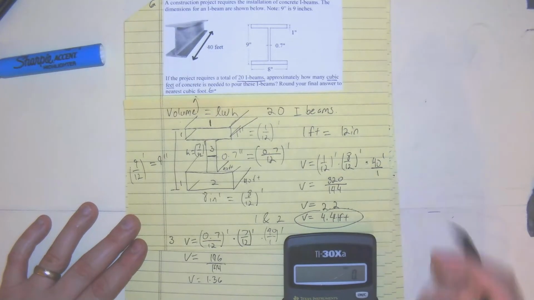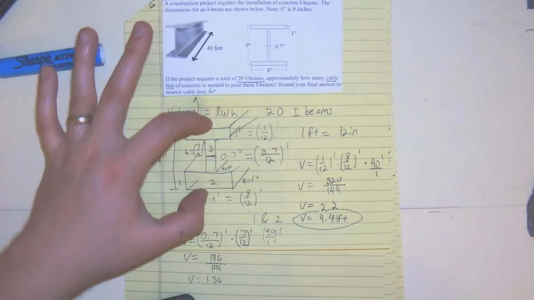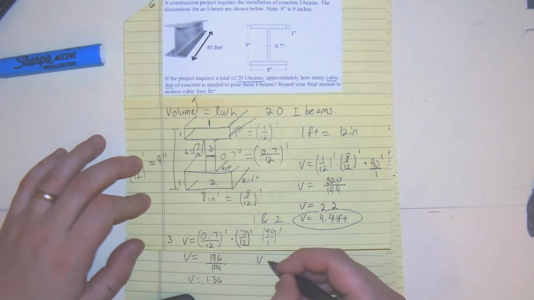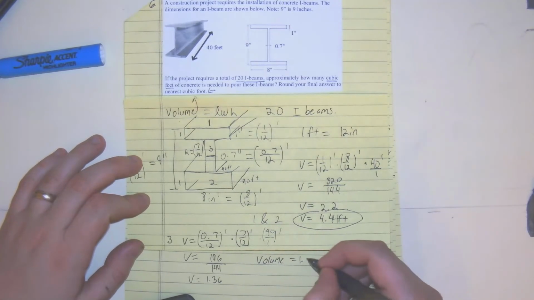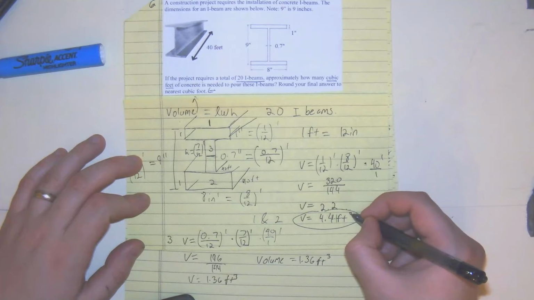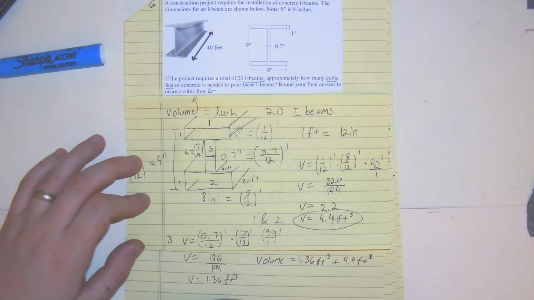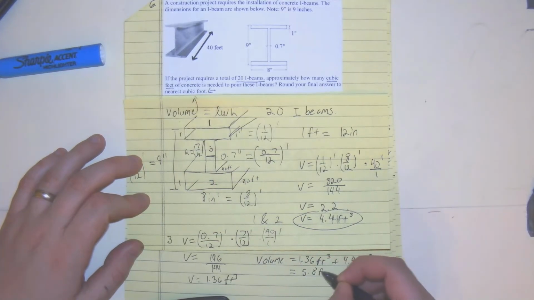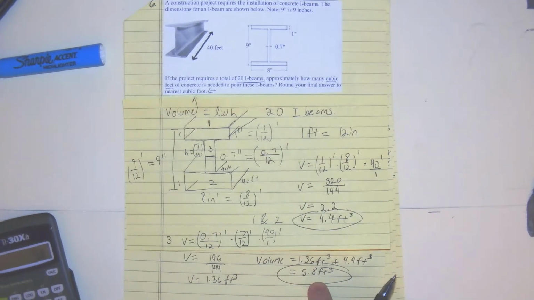The other was 4 repeating. We'll just leave it like that so we have both hundredths. So what we're going to do to find the volume is add these two together. So the volume of a singular I-beam would be 1.36 cubic feet plus 4.4 cubic feet. You get about 5.8 cubic feet. That's just for one singular I-beam.